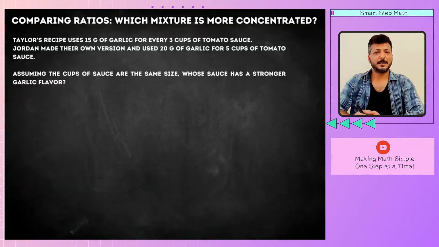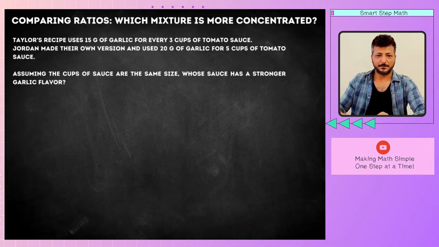Hello! In this lesson, we will also perform operations related to comparing ratios. In our question, information is provided about the amounts of garlic that two people named Tyler and Jordan used in their prepared tomato sauces. Let's see what has been asked, what information has been provided.